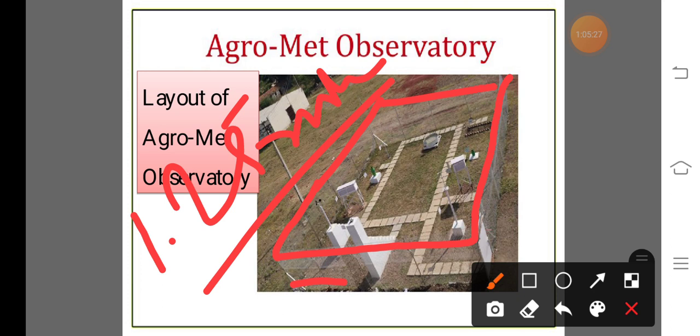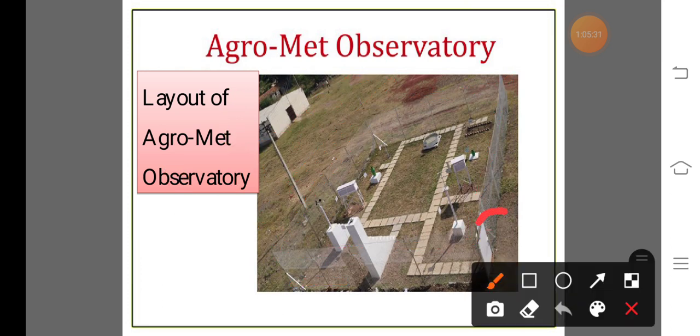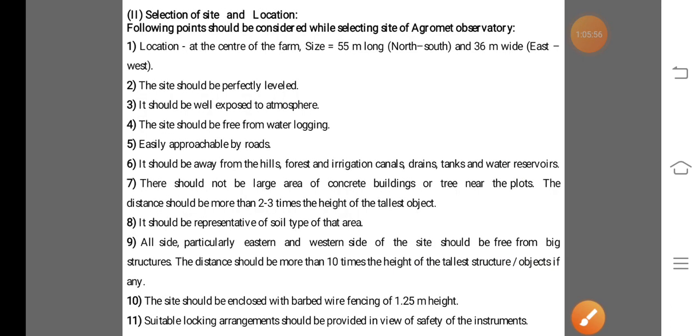Also next and last, a suitable locking system is necessary. A suitable locking arrangement should be provided from the point of view of safety of the instruments. That means for the safety of the instruments, a suitable locking system should be provided for the gate. Like that, the different points should be considered while selecting the site of an Agromet observatory.